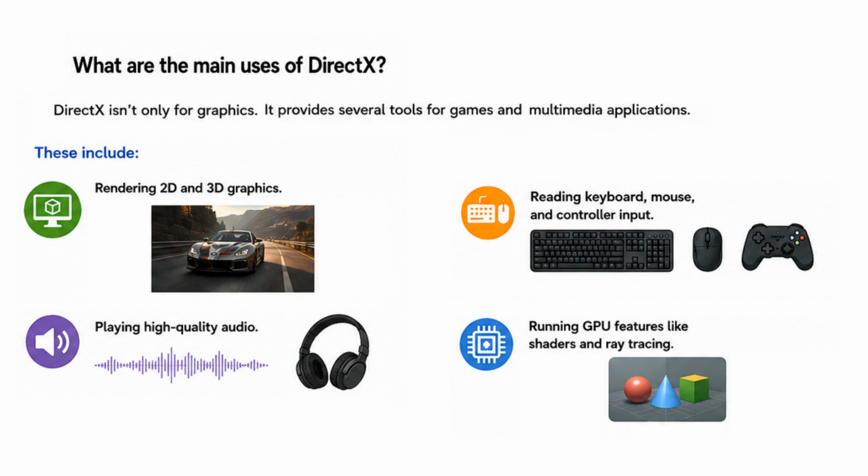What are the main uses of DirectX? DirectX isn't only for graphics. It provides several tools for games and multimedia applications. These include rendering 2D and 3D graphics, playing high-quality audio, reading keyboard, mouse, and controller input, and running GPU features like shaders and ray tracing. Because of this, almost every Windows game depends on DirectX in some way.